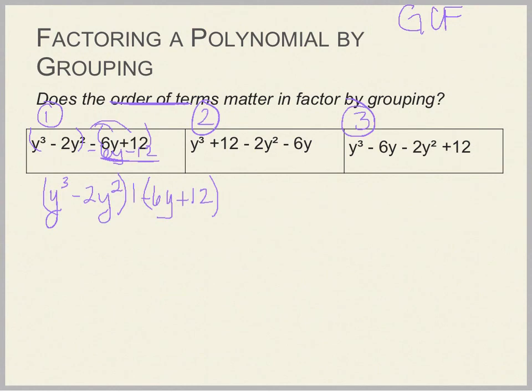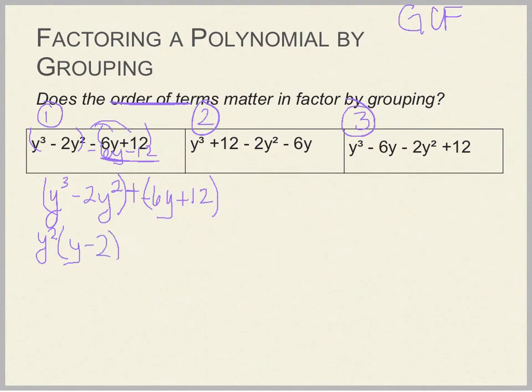So last, I'm going to sneak in an addition sign. It's very important when having a third term as negative that you group it inside the binomial and include an addition sign in between, because adding a negative 6y is the same as subtracting 6y. Now, let's complete this factor by grouping. I am going to first take the greatest common factor out of my first binomial, which is y squared, leaving y minus 2.